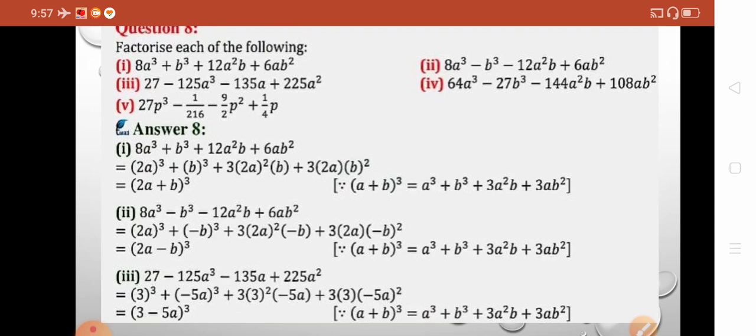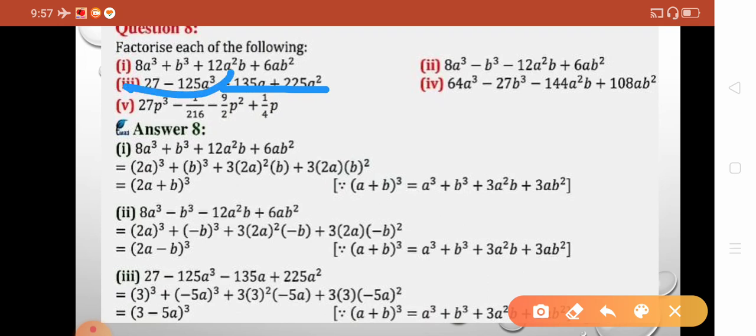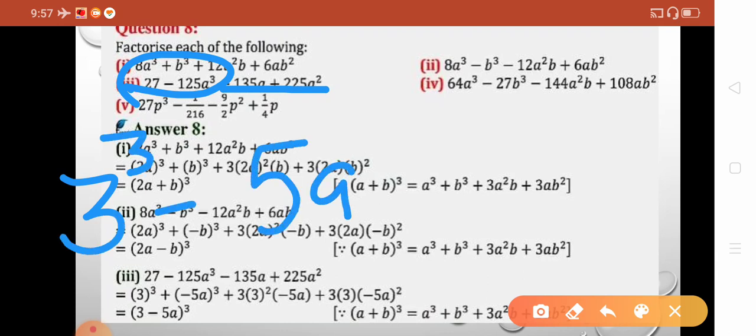Next is 27 minus 125a cube minus 135a plus 225a square. So these two terms contain lower powers, a square and a, and the cubes are of these. So 27 is the cube of 3. So we can write 27 as 3 cube minus 125 as 5 cube. So we can write 3 cube minus 5a cube, or you can write it as plus minus 5a cube. You can write it like this.